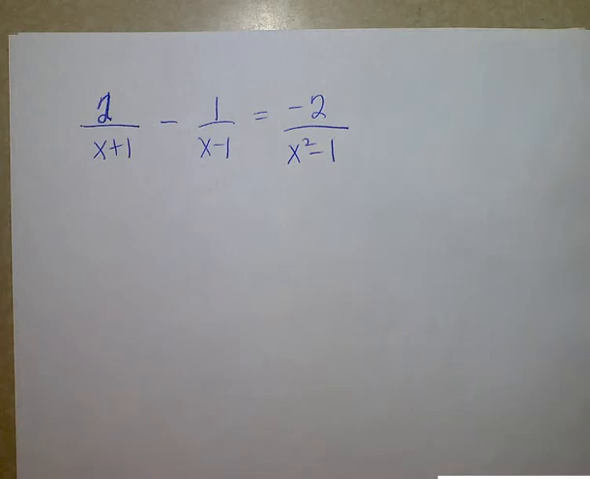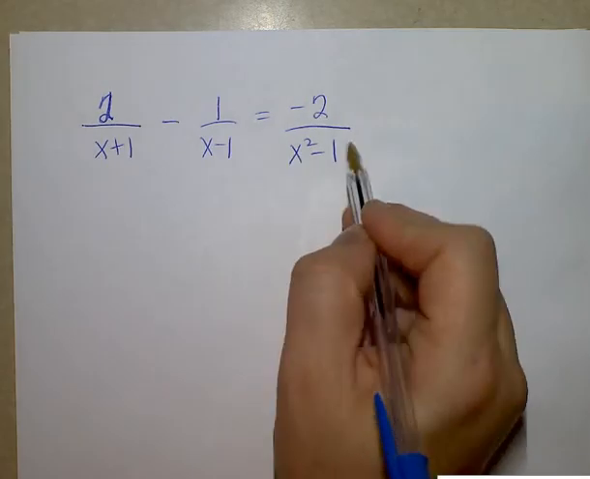We're going to use that shortcut method that I just showed you, where we find a common denominator in our minds, and we cancel out the denominators in our minds. But you're welcome to show all of your work if that's what you prefer. So what does x squared minus 1 factor into?